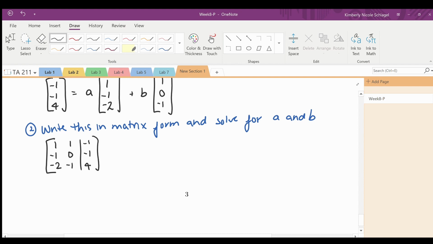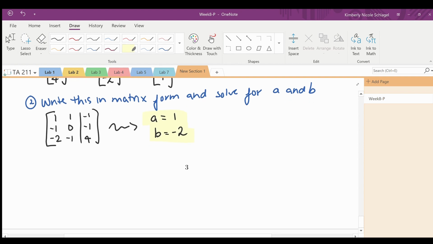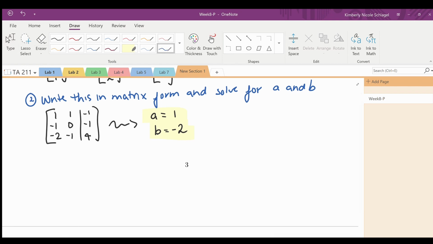And when we solve this, we do some steps, reduce row echelon, and we figure out that A equals 1 and B equals -2. Okay, so the next thing we're going to do is basically substitute in.